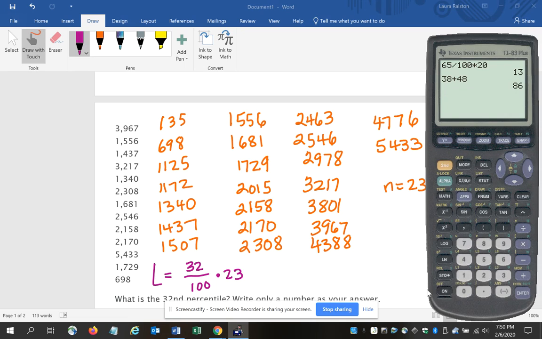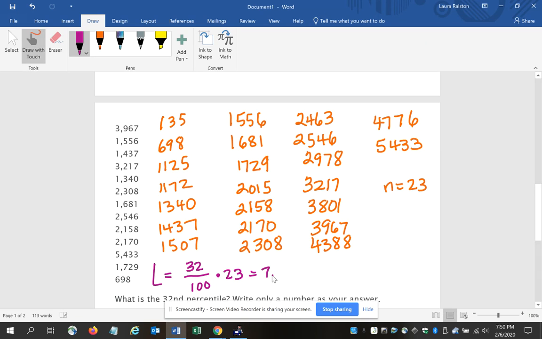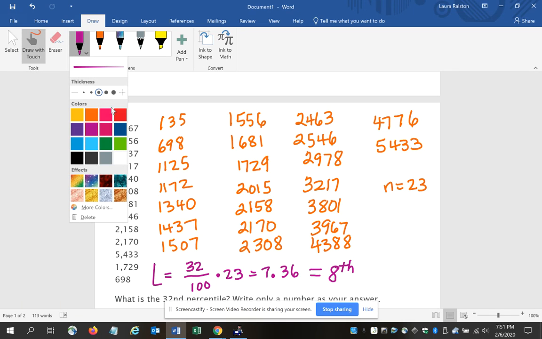So I'm going to pull up my calculator, clear it out. I have 32 divided by 100 times 23. And that equals 7.36. Okay, that is a decimal number. It is not a whole number. So the rule says we automatically round up. So we're looking for the value that is in the 8th place of the list when the numbers are in order from lowest to highest.